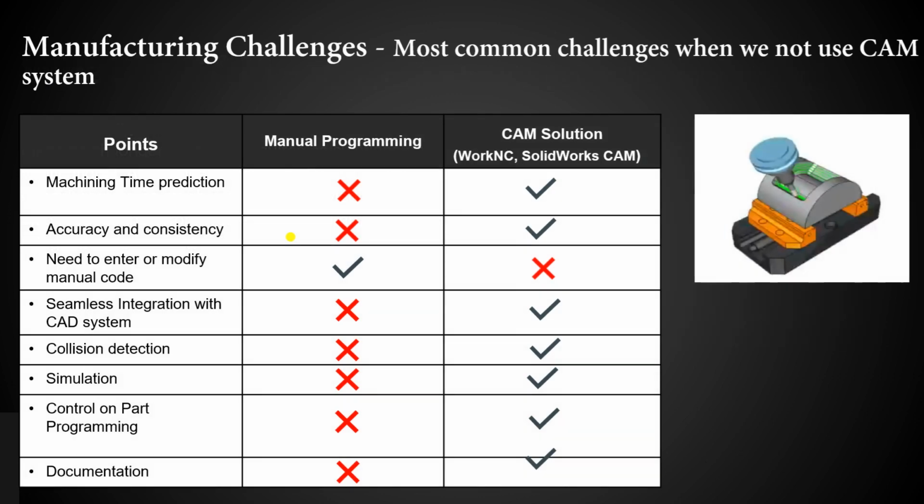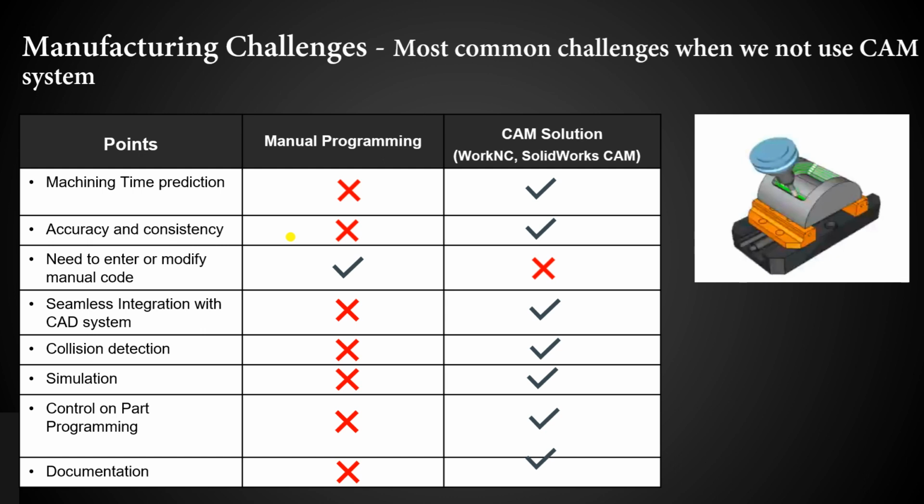Next one is simulation. In manual programming, we are not able to judge where our tool is running, but in CAM solutions, we can also judge where our part is cut and where it is not. The second last one is control over your part programming. In CAM solutions, you are able to have more control over your CAM program.